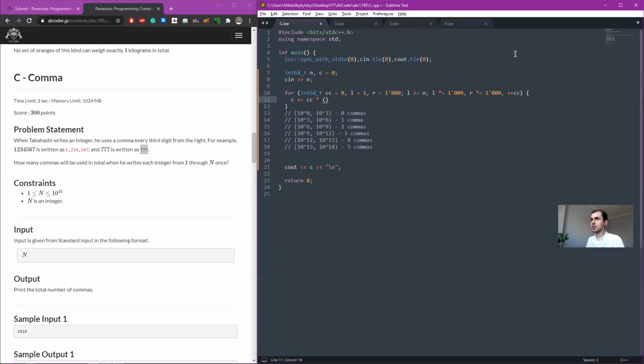So the range is from L to R, not inclusive, but maybe N is smaller than R, and we want to take the minimum of R and N, which should be inclusive. If we take it like this, it should be fine, I think. Also the total number of commas can get up to 5 times the number of numbers. So that's interesting.